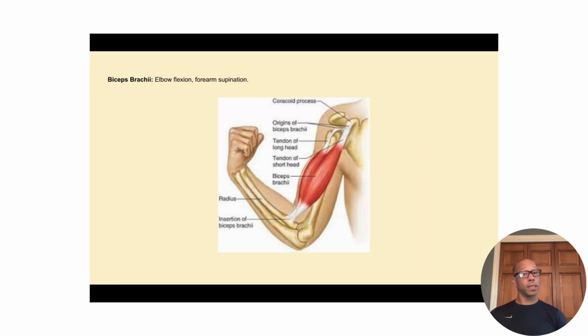Back up to that biceps, the biceps brachii. This one, because of where it's located, and we kind of went through this already, but basically it is flexing the elbow. Okay, it flexes the elbow. And forearm supination. Now, supination is when we have a bent arm. Let's say a bent arm this way.